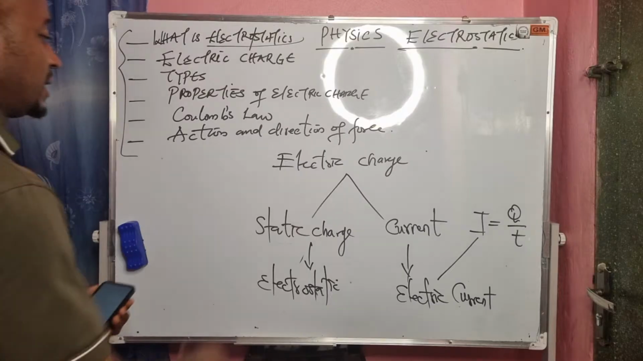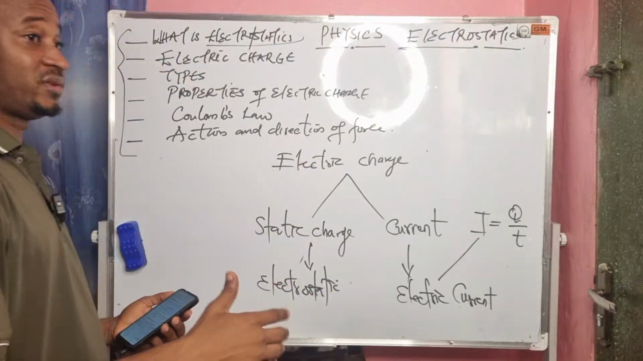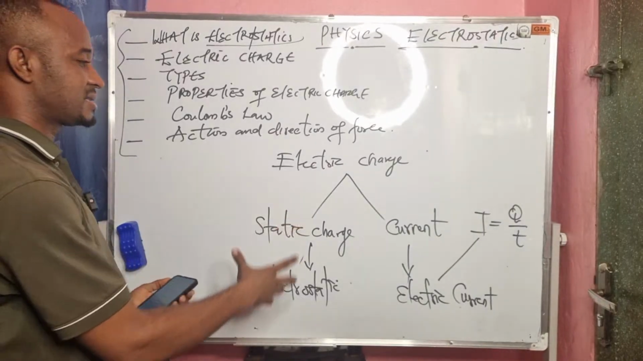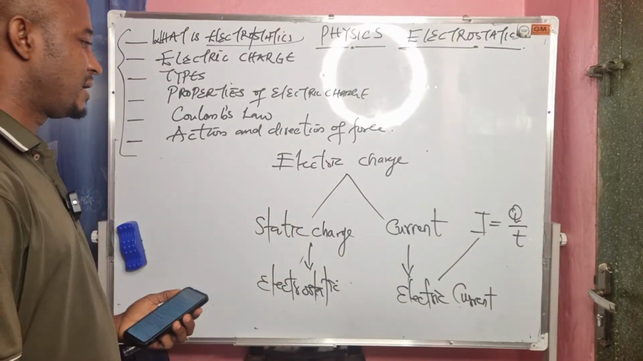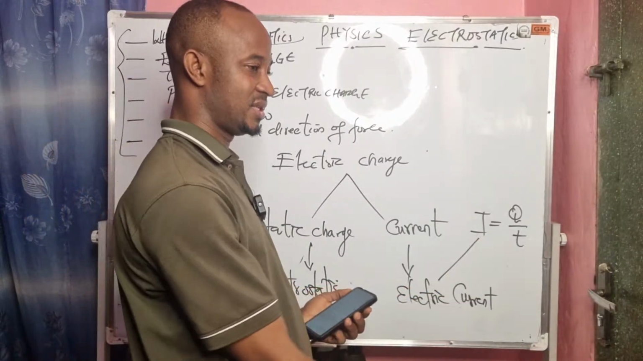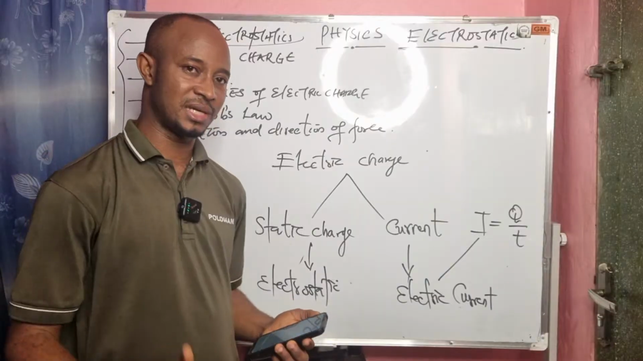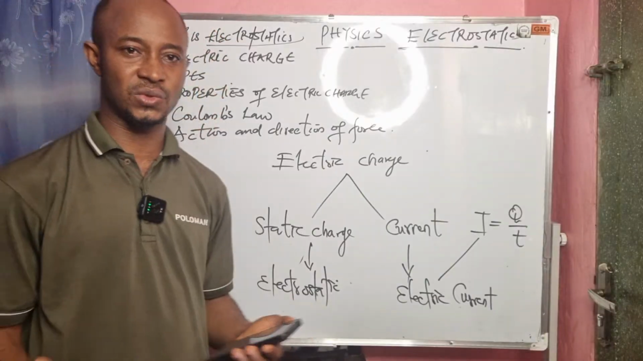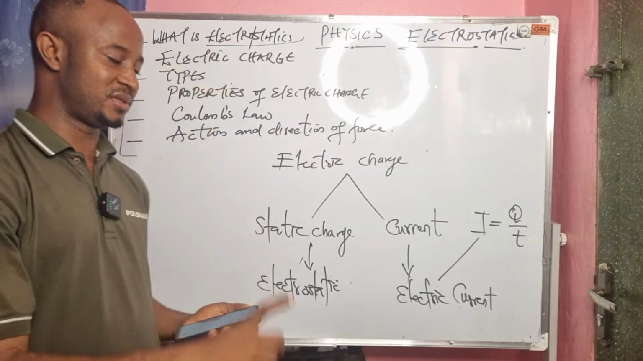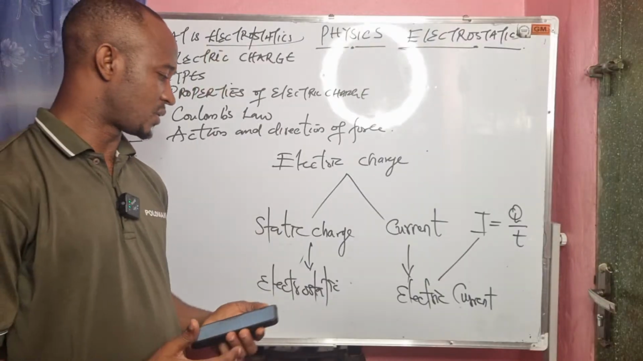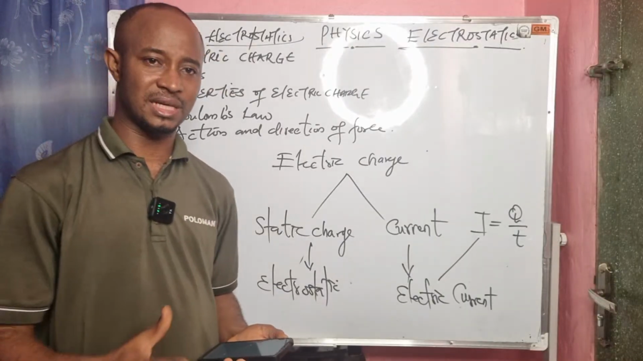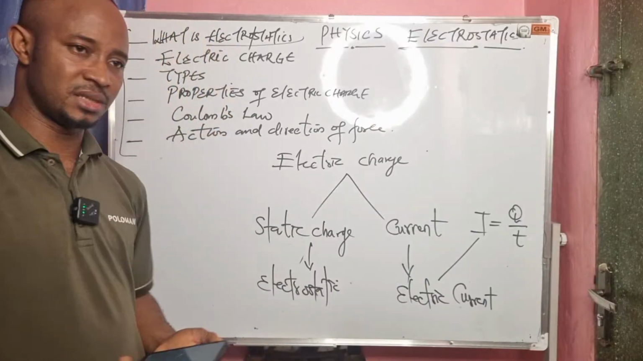Okay. So in essence, that means we have two types of electricity. We have static electricity and we have current electricity. In case you are asked to give the two types of electricity, we have static and we have current. When you hear the word static, it means at rest, while current means in motion.